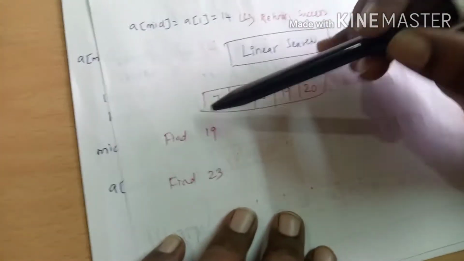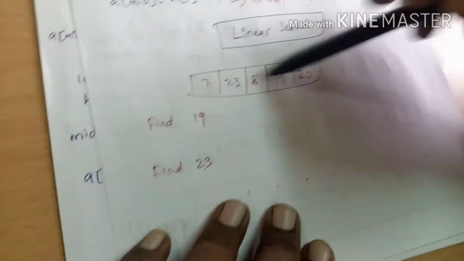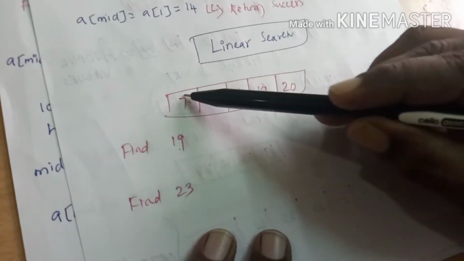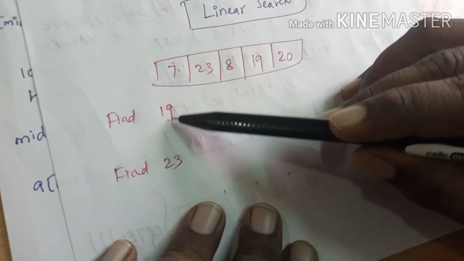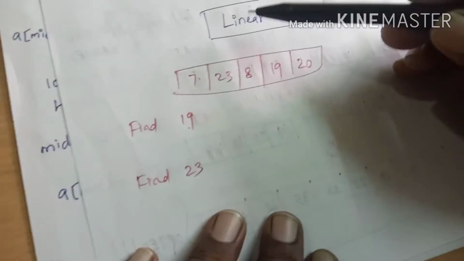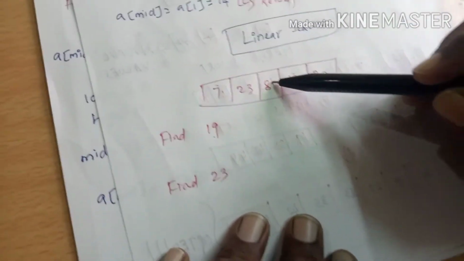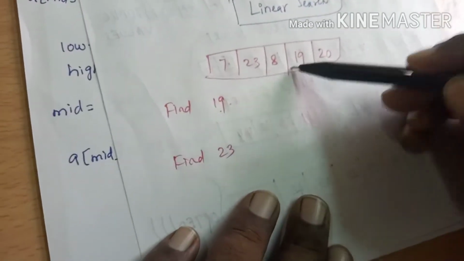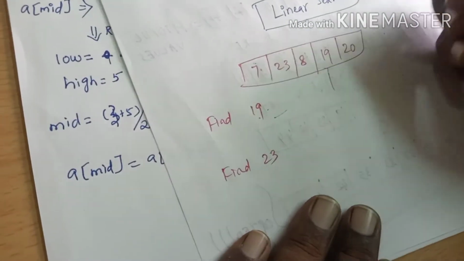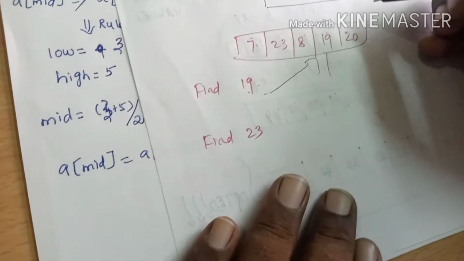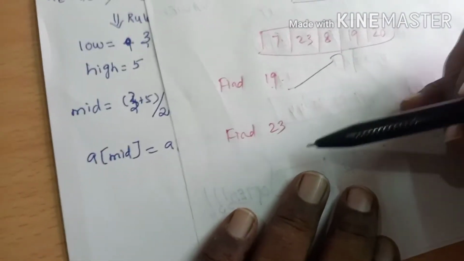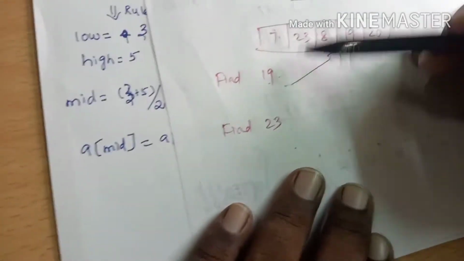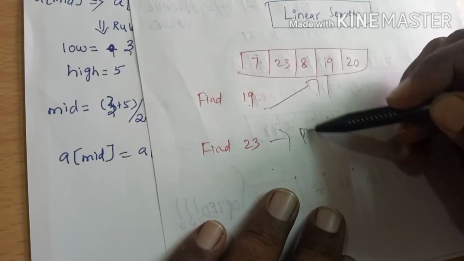Now let us take an example. We want to find whether 19 is there in the list or not. In linear search, we compare 19 with 7 first, they are not equal. Then we compare 23, it is not equal. Then we compare 19 and 8, it is not equal. Then we compare 19 and 19. So there is a match, and we say that 19 is present. Now let's take the example 23. If I want to search 23, I check 23 and 7, it is not equal; 23 and 23 are equal, so I say it is present.